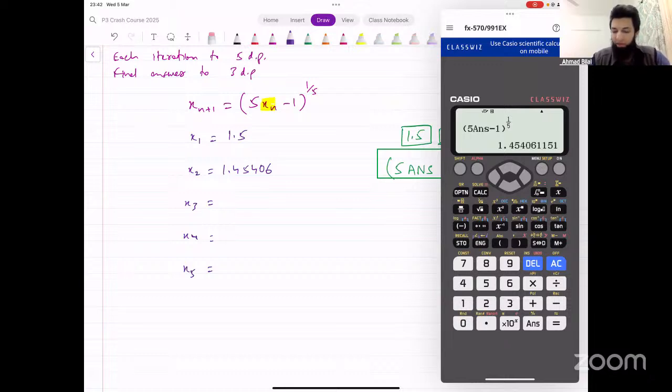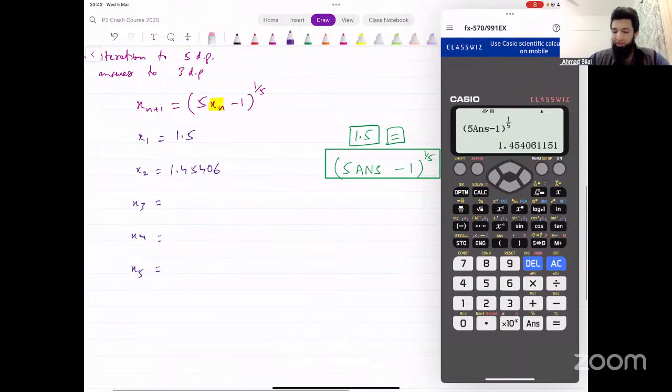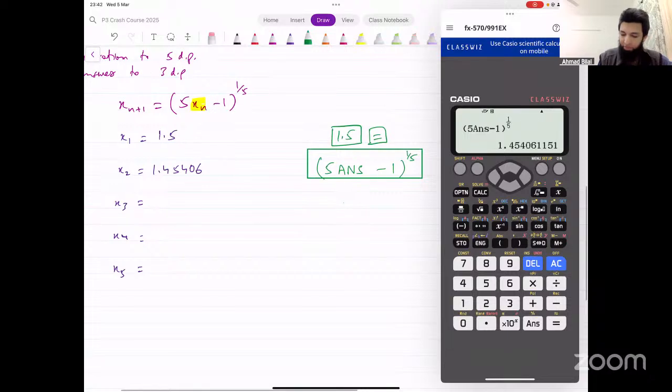And now the good part about this method is, now the answer button in your calculator, instead of 1.5, has this number stored, 1.454006. You don't have to do anything additional on your calculator now. You just press the equal to button again, because now the calculator has 1.454 saved in the answer button. It will input that in place of answer and give you the next value. So all you have to do is just press the equal to button.